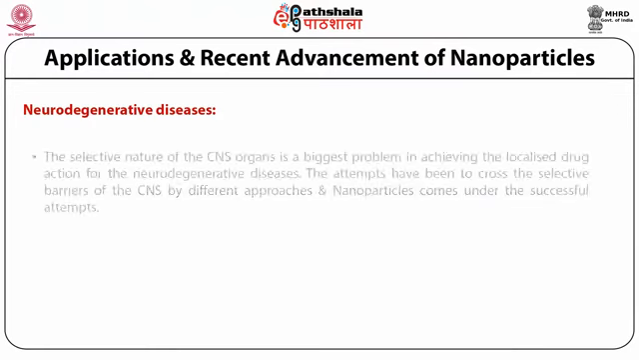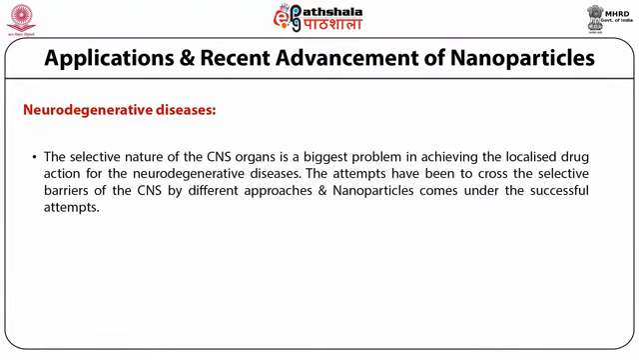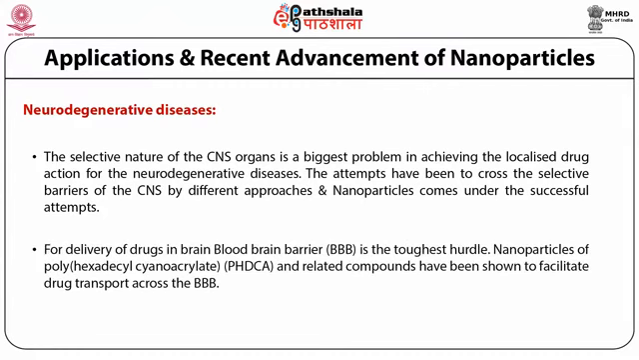Neurodegenerative diseases. The selective nature of the CNS organ is the biggest problem in achieving the localized drug action for the neurodegenerative diseases. Attempts have been made to cross the selective barriers of the CNS by different approaches, and nanoparticles come under the successful attempts. For delivery of drugs in brain, the blood-brain barrier, that is BBB, is the toughest hurdle. Nanoparticles of polyhexadecyl cyanoacrylate, that is PHDCA, and related compounds have been shown to facilitate drug transport across the blood-brain barrier.